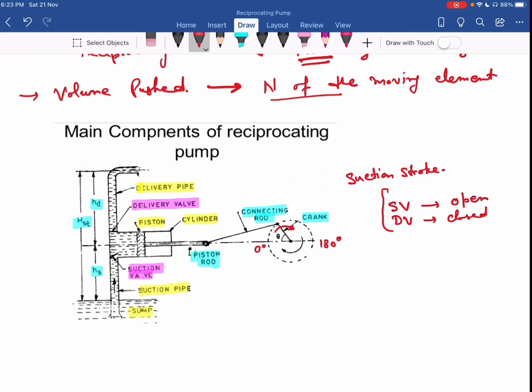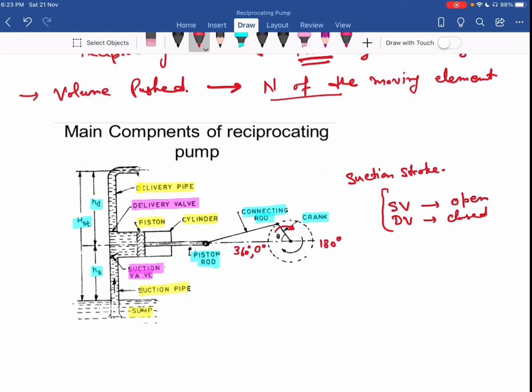So during this stroke, the water is filled into the cylinder, filled into the chamber. Okay, so in the next, when this crank rotates from 180 degree to another, now say up to 360 degree, that is the second half.